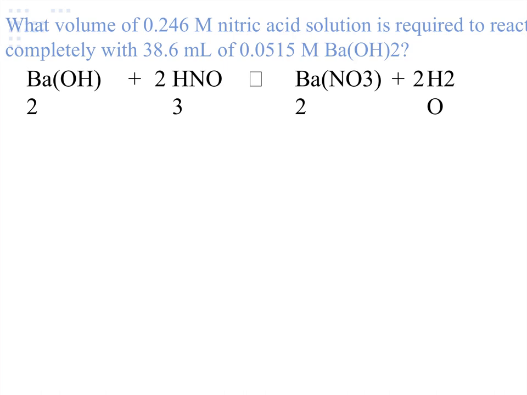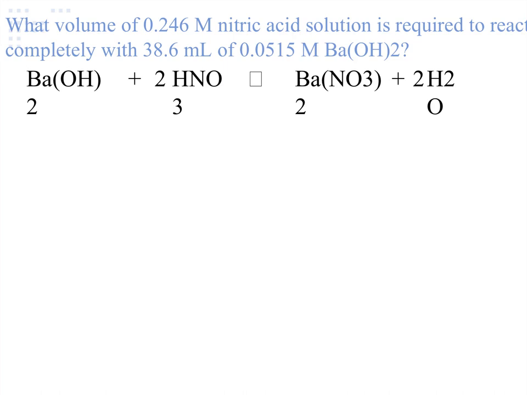Okay, so let's do a couple of examples here. What volume of 0.246 molar nitric acid solution is required to react completely with 38.6 milliliters of 0.0515 molar barium hydroxide? This is called solution stoichiometry.